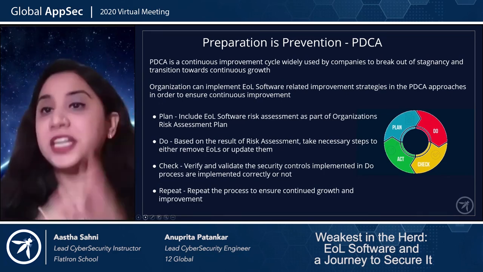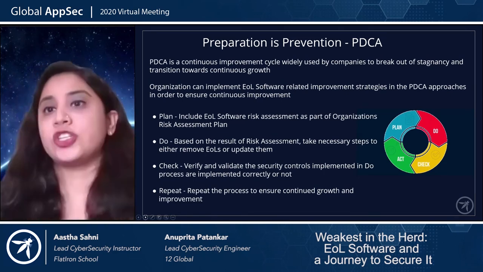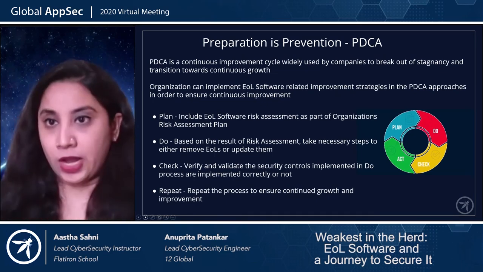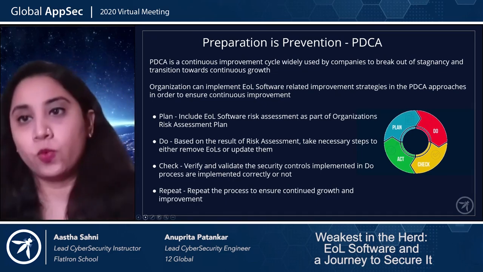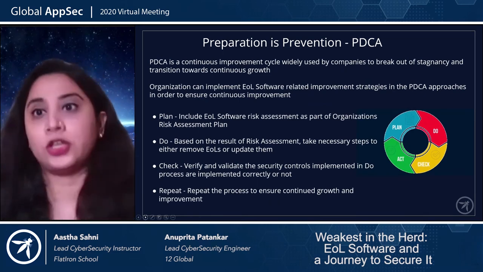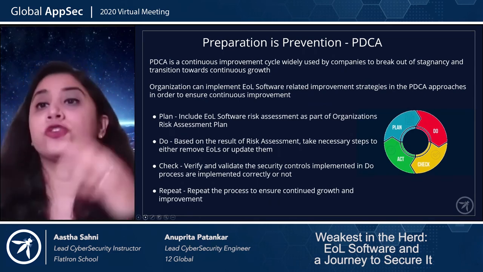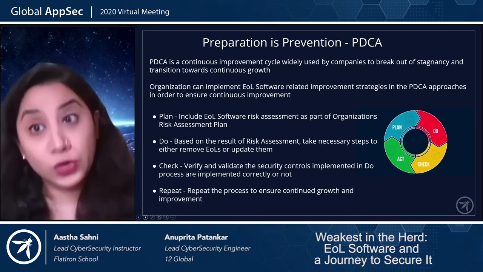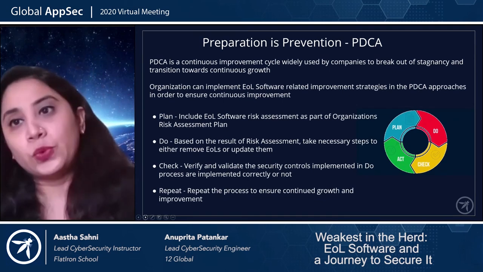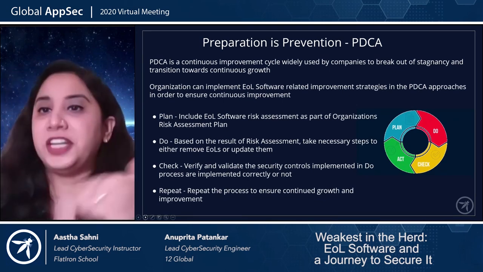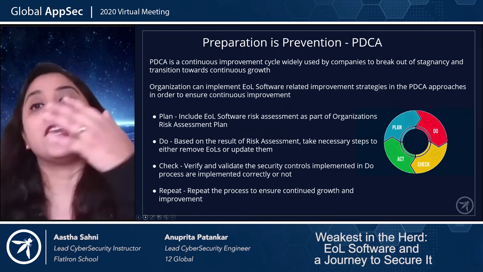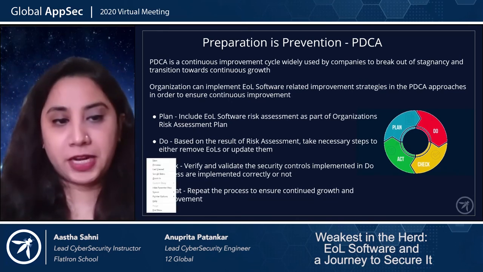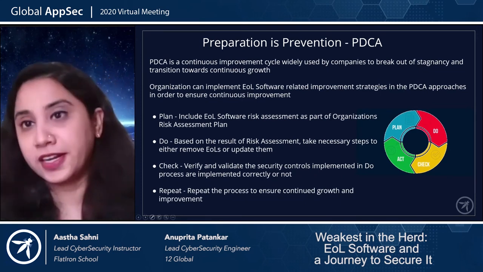In this process of PDCA, each time a particular implementation is done, we learn from time to time. For example, a certain strategy for EOL software mitigation and prevention was not included earlier. Now we have encountered a situation through one of the new EOL softwares. What we can do is include that new technique in our PDCA methodology and improve from time to time. Next, along with PDCA is SWOT analysis.